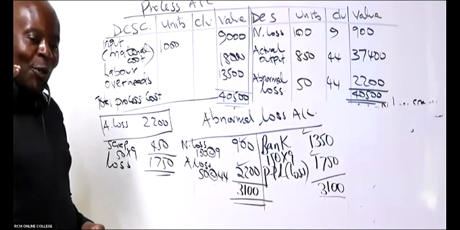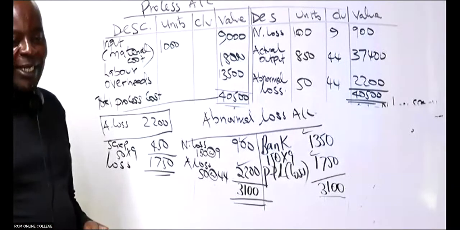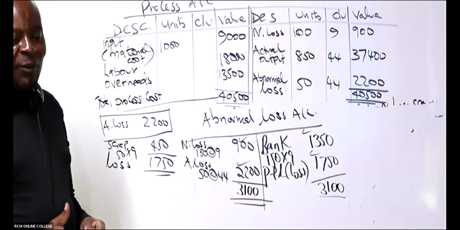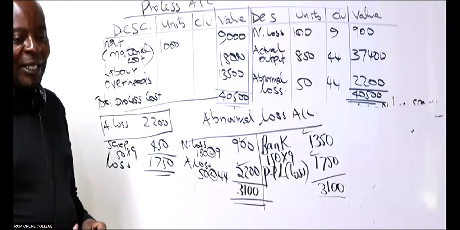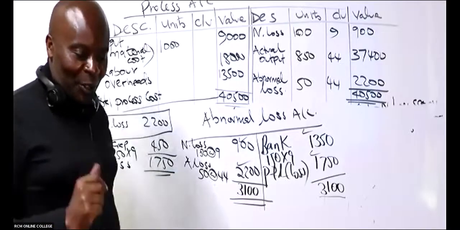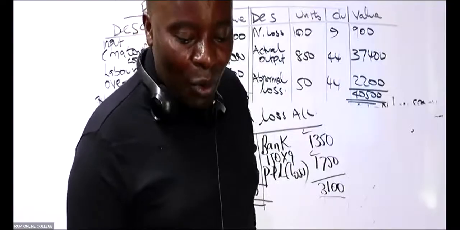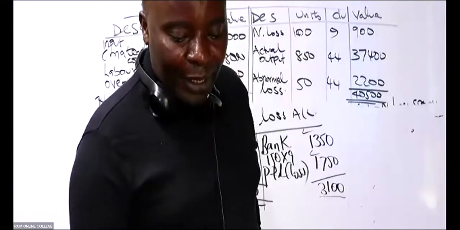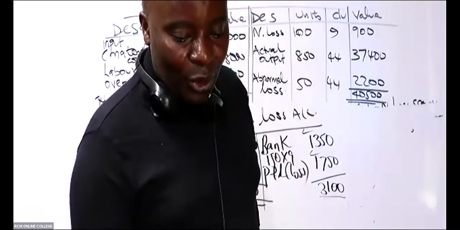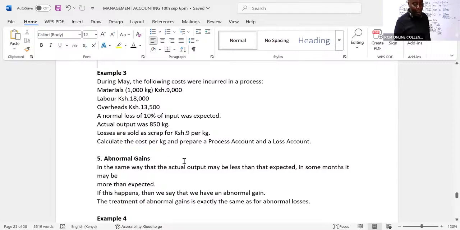So can I move on to something different, my good students? With your permission, I will now go to a question that has an abnormal gain. So you can see number 5 here, abnormal gains.